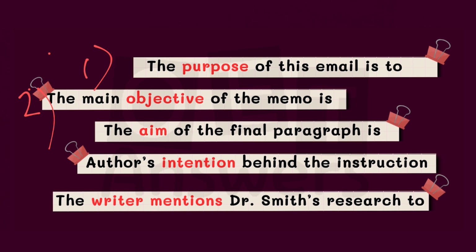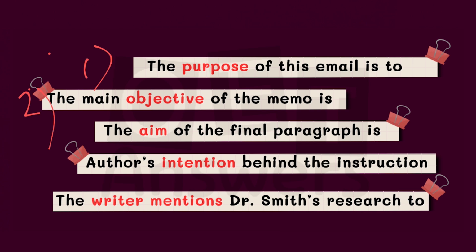Okay, now move on to the third question, the aim of the final paragraph. Here also, for the aim, you have to read the entire paragraph and understand what is the aim, what is the ambition, what is the objective of the particular paragraph. And the different question, the author's intention behind the instruction. Intention means like ambition only.